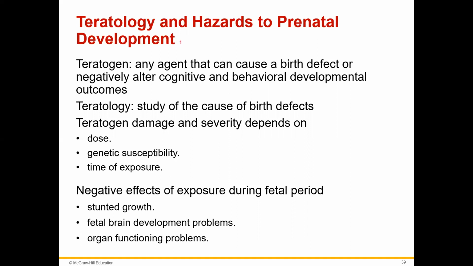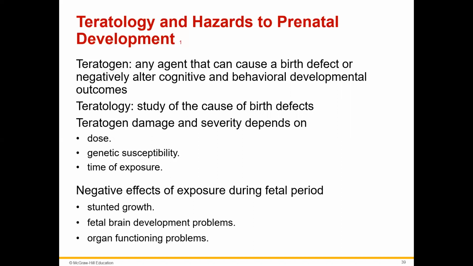teratology and hazards to prenatal development. So a teratogen is any agent that can cause a birth defect or negatively alter cognitive and behavioral developmental outcomes. Teratology is the study of the cause of these birth defects. So teratogen damage and severity depends on the following 3 things: the dose, the genetic susceptibility, and the time of exposure.